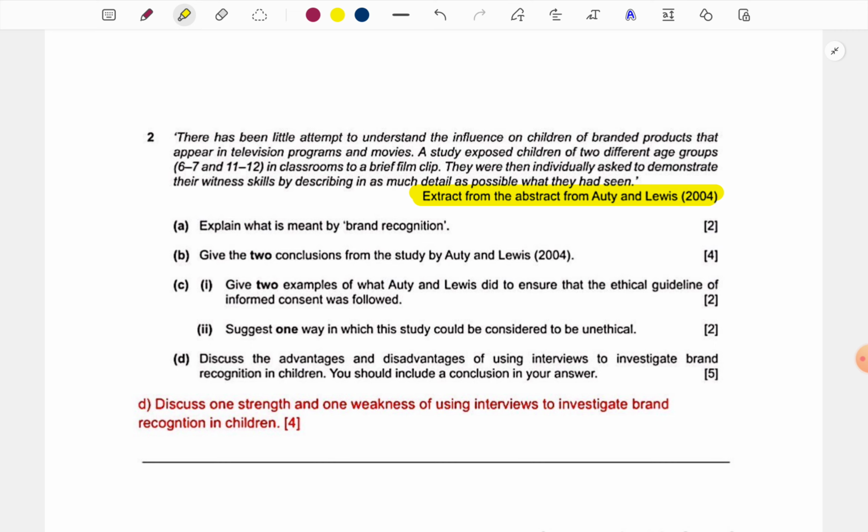It's very helpful. Okay, so I'm not reading out the abstract for this very reason that now they've stopped giving the abstract in the paper, and I'm directly coming to the first question, assuming that now if these questions have to come in the paper, they'll straight off ask this question without giving any abstract. So the first question is explain what is meant by brand recognition. This is for 2 marks.